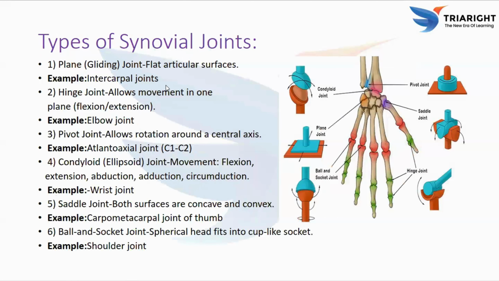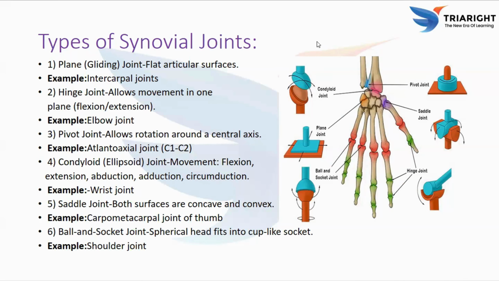So you have types of synovial joints. You can clearly see a picture here. What are the types of synovial joints? The condyloid joint, plane joint, ball and socket, hinge joint, saddle joint, and also the pivot joint. So let's break each one down simply.